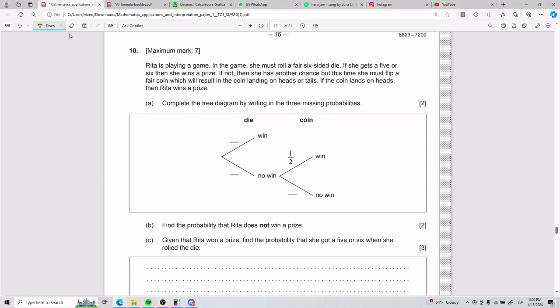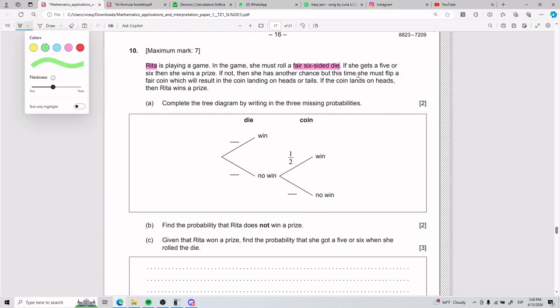Alright guys, number 10, we have that Rita is playing a game, and in the game she must roll a fair six-sided die. Okay, a fair six-sided die. If she gets a 5 or a 6, then she wins a prize. If not, she has another chance, but this time she must flip a fair coin. If it lands heads, she wins a prize.